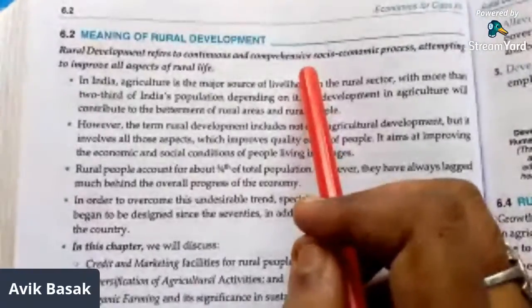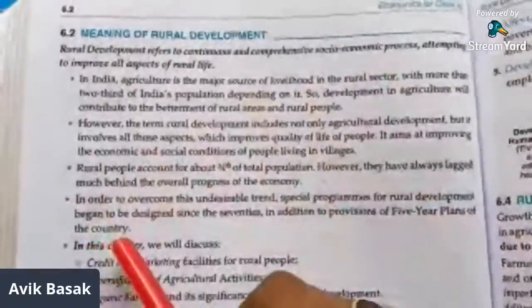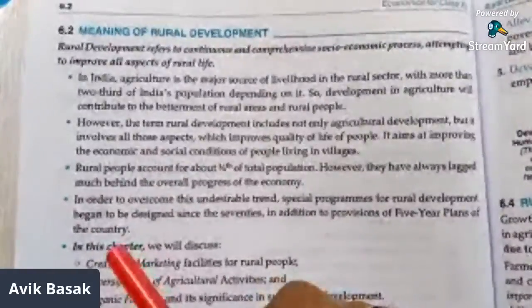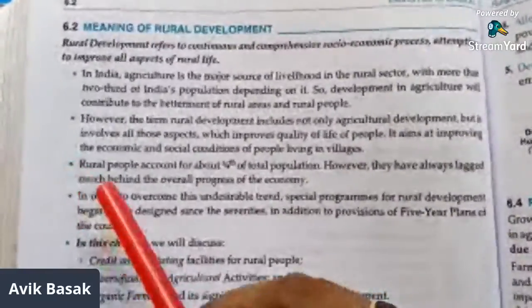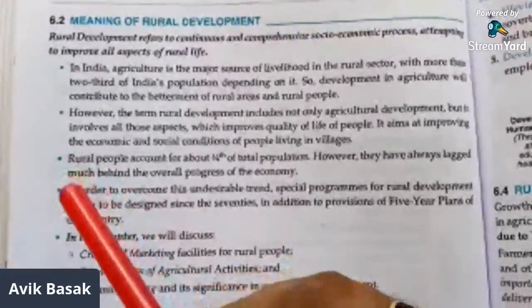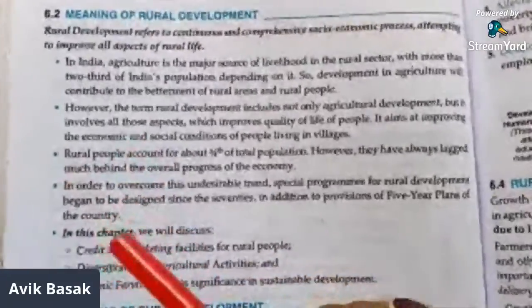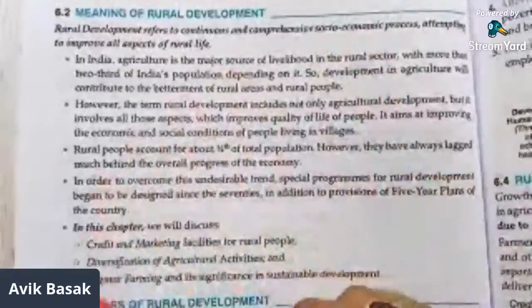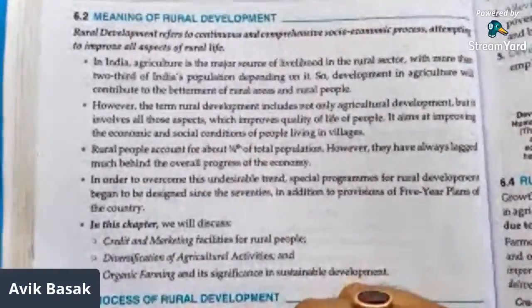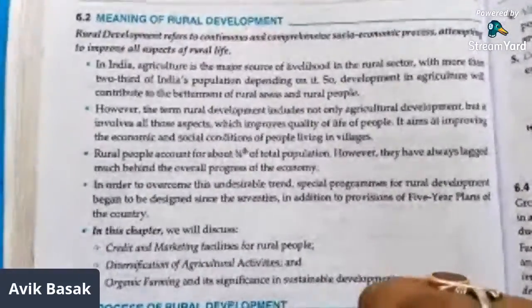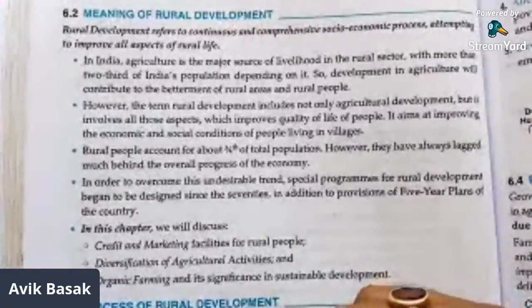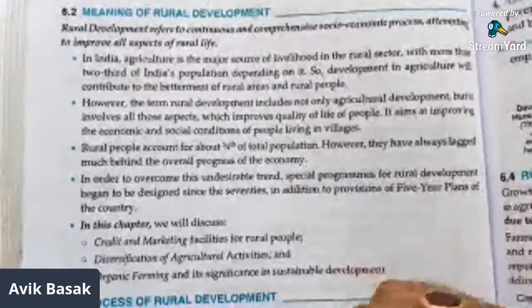Socio means society, and economic means money-related progress. So when we see in the rural area that the society is improving, and with it the economy of rural life is also improving, and people are starting to have a better standard of living, then we can say rural development is taking place.